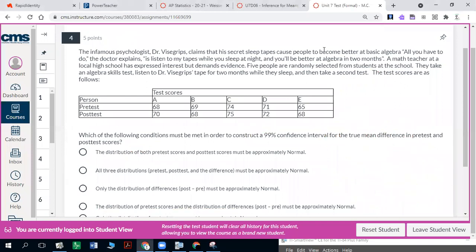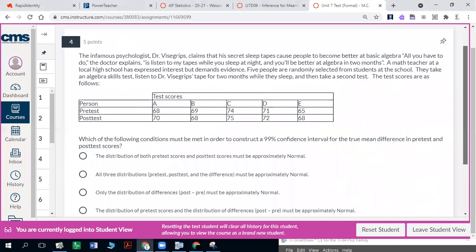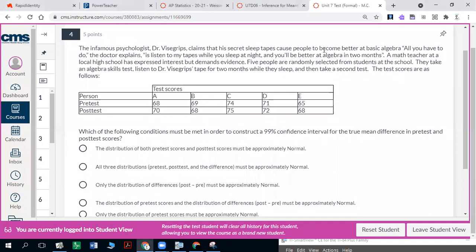All right, let's look at the next question here. The infamous psychologist, Dr. Weisskopf, claims that his secret sleep tapes cause people to become better at basic algebra. All you have to do, the doctor explains, is listen to my tapes while you sleep at night, and you'll be better at algebra in 2 months. A math teacher at a local high school has expressed interest but demands evidence. 5 people are randomly selected from students at the school. They take an algebra skills test, listen to Dr. Weisskopf's tape for 2 months while they sleep, and then take a second test. The test scores are as follows.